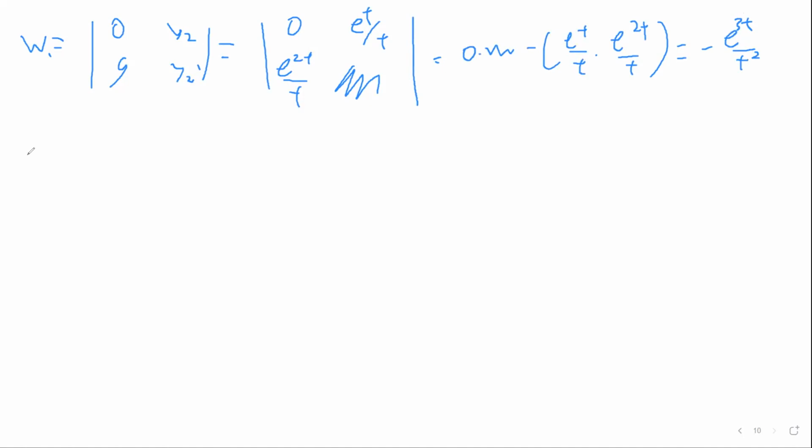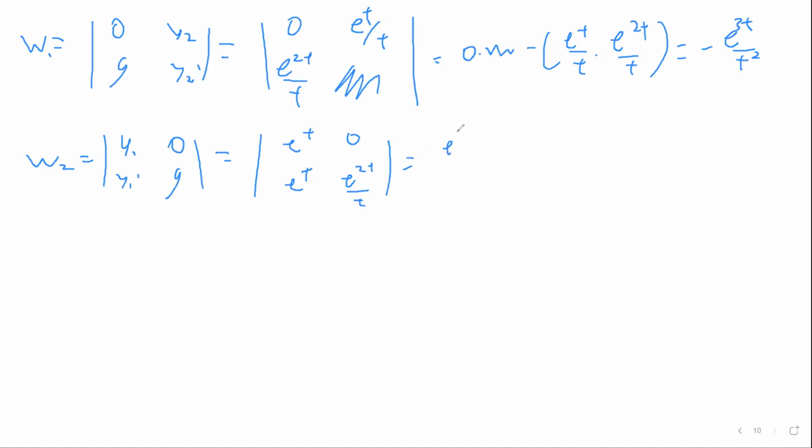Then it will be time for Wronskian 2, which is equal to the determinant of y1 prime, 0, and g. This is equal to e to the t, 0, e to the 2t over t. And this is equal to e to the 2t over t minus 0.